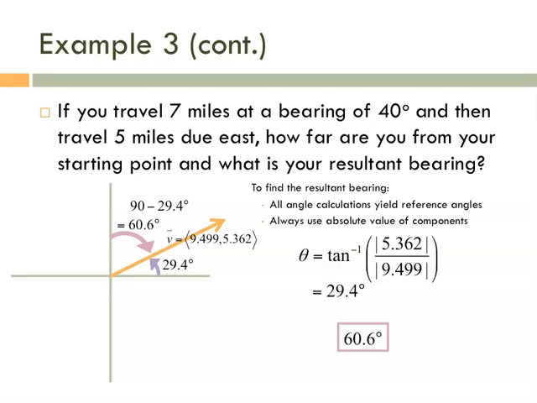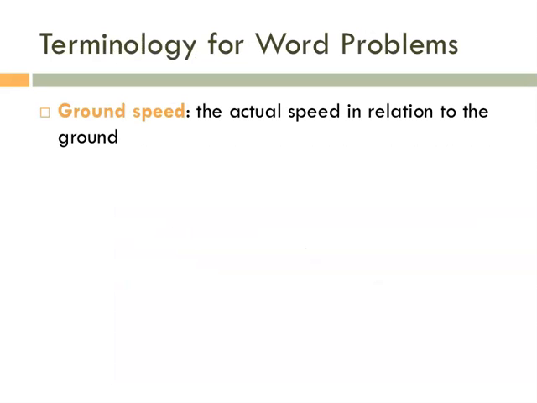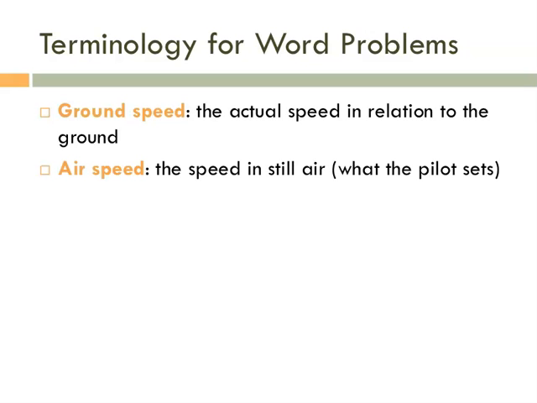All right, let's get into some problems about airplanes and how the airplane moves if it's going in a certain direction, what happens when there's wind involved, and how you calculate things like that. We're going to go over a couple of terms first. Ground speed is the actual speed in relation to the ground, which is different from airspeed, which is the speed in still air. Think of the airspeed as what the pilot sets the plane to go at, and the ground speed as the actual speed it ends up going at.